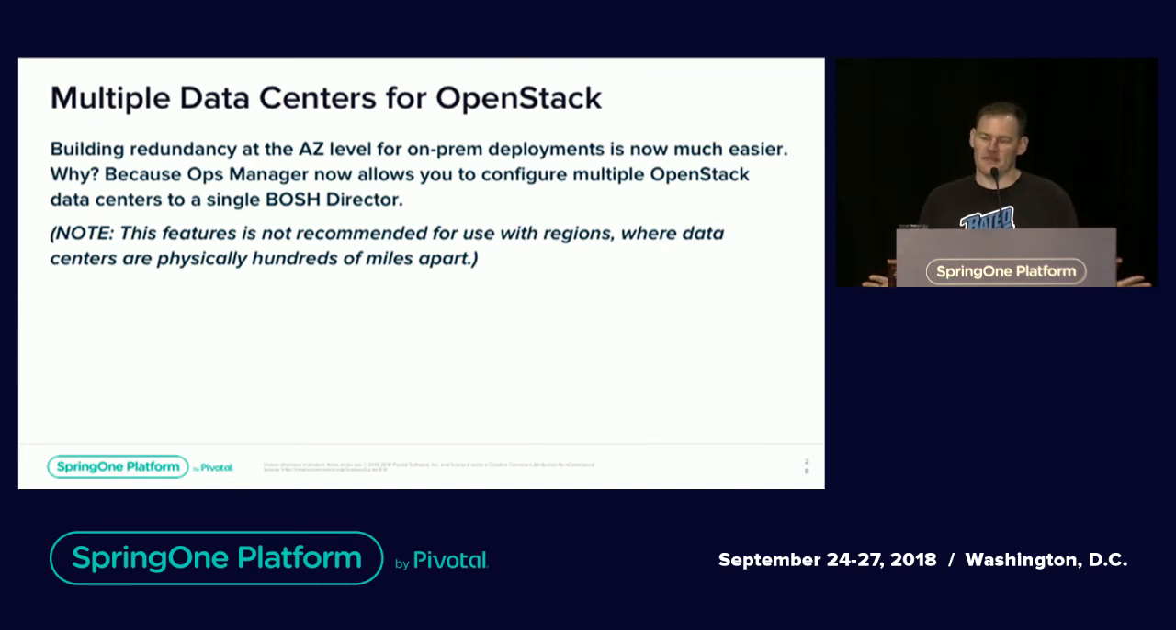So now if you're running VMware, you can run your PAS in two different locations, have it look like a single foundation. Now OpenStack folks can do that same type of thing, and you can see where this is going in the future, that we may want to do this over time with public cloud providers as well. And speaking of public cloud providers, this is actually the technology that public cloud providers will use to make their availability zones work across different physical sites.